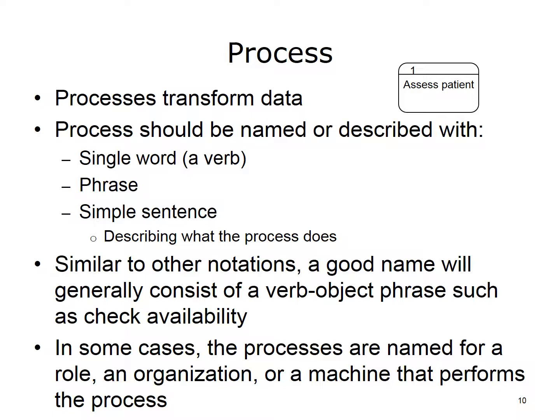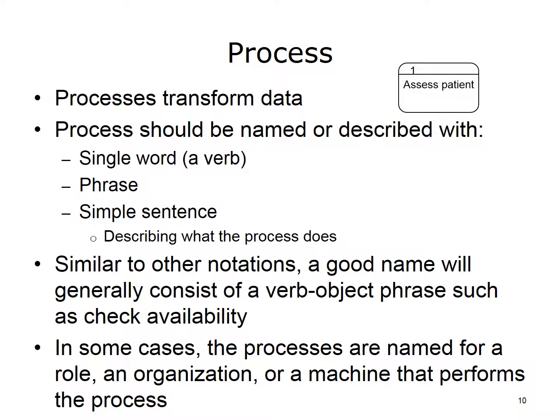Processes transform data. The process should be named or described by a single word, a verb phrase, or simple sentence that describes what the process does. Similar to other notations, a good name will generally consist of a verb-object phrase, such as check availability. In some cases, the processes are named for a role, an organization, or a machine that performs the process. Processes are given a number in the upper right-hand corner. This is an identifier and does not imply sequence.